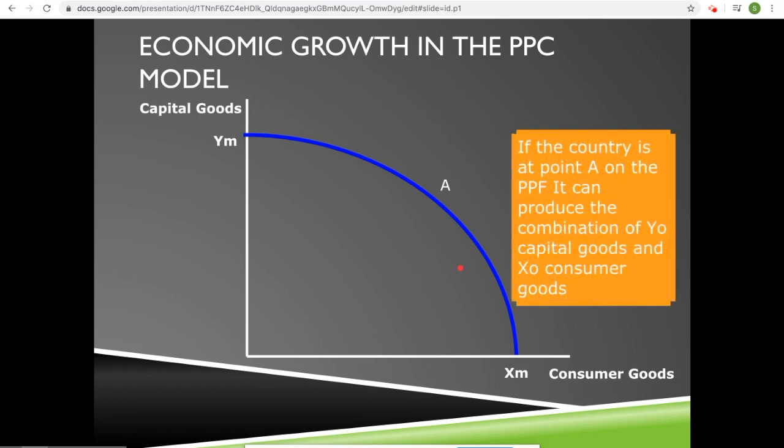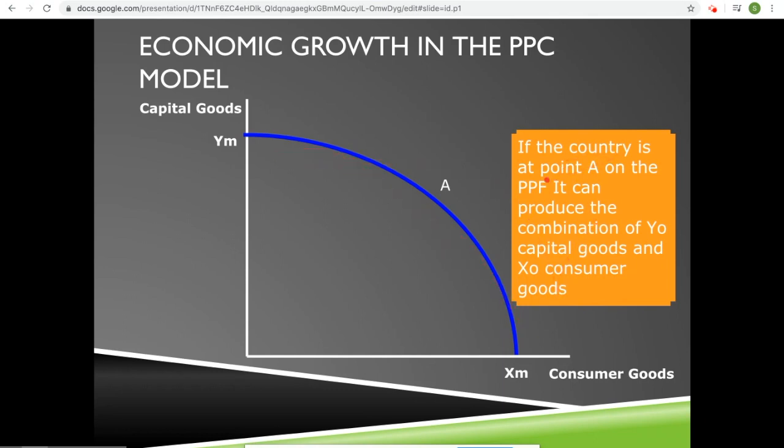If the country is at point A on the PPC or the PPF, it's called the production possibilities curve or the production possibilities frontier. It's the same thing, just different terminologies. Frontier being kind of like a post, right? You can't cross through it because that's all the resources that you have.